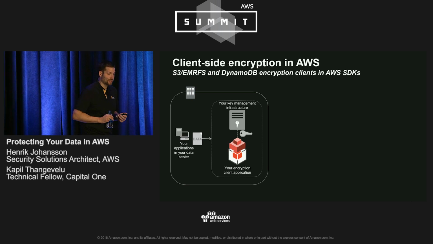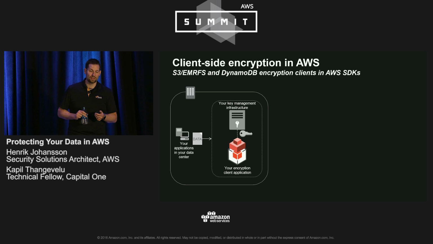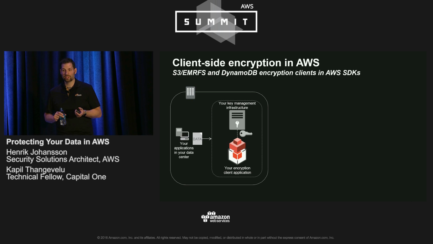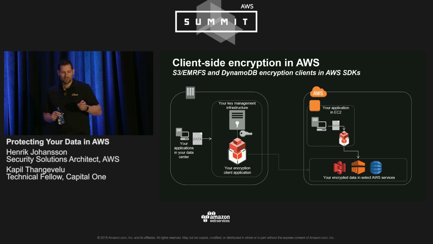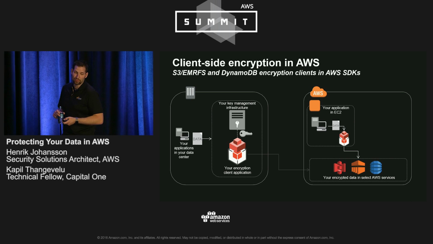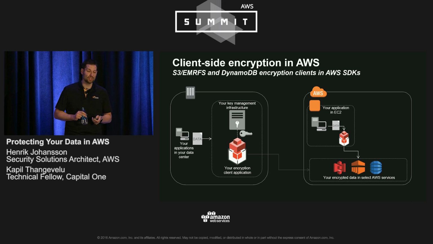You have to provide the key management infrastructure and the encryption client application and manage the secure access between the application itself and the key infrastructure. Then it's simple. The data is basically uploaded to the desired AWS service. So for example, Redshift, S3, Dynamo, and in this case, well, it's EMRFS.